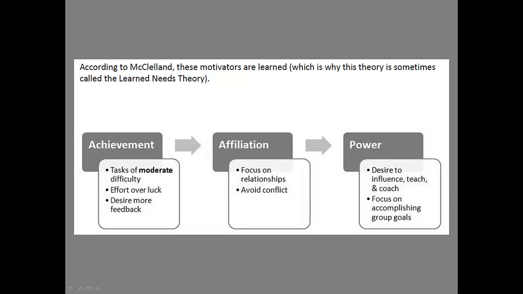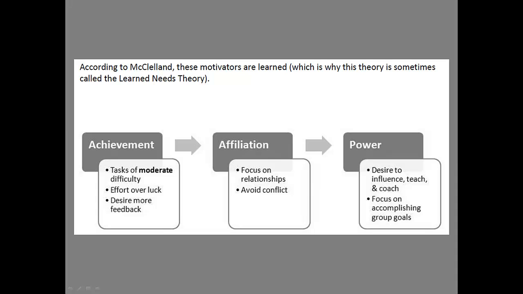Sometimes this is called the learned needs theory because McClelland believes that these are learned. So achievement, affiliation, and power are the three primary motivators. Now in motivation, we're primarily thinking about what comes from within us. When you're trying to motivate another person, it's pretty difficult because most motivation is intrinsic. I tend to believe that inspiration is what you do when you try and get someone else to do something, not motivate, but it could be used in both ways.